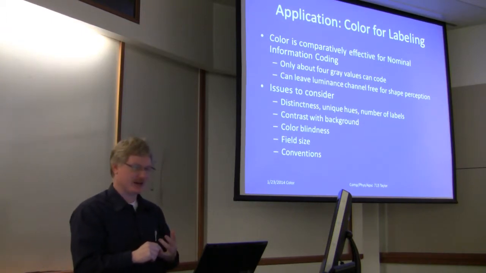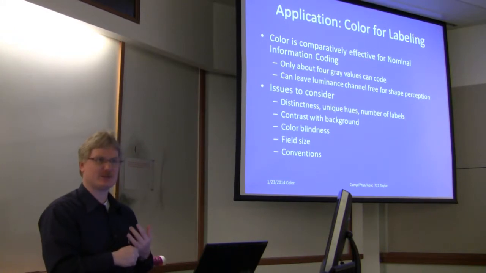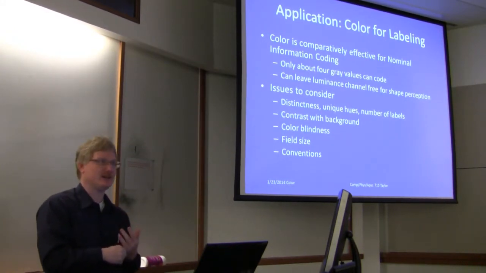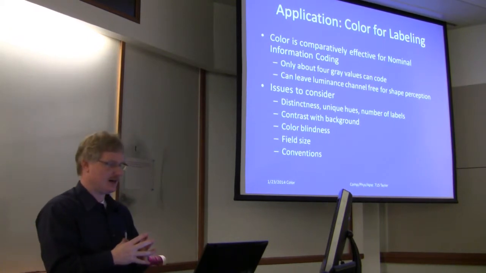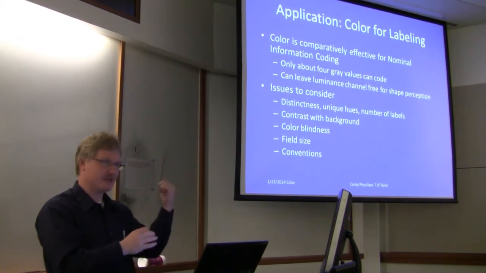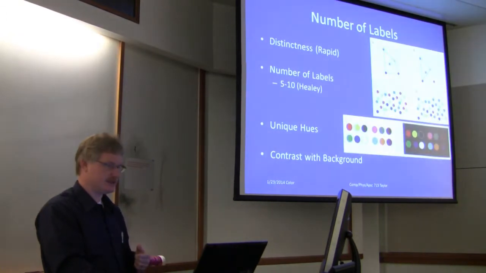There's contrast with the background, and dealing with color blindness, so 10% of the male population and 1% of the female population is red-green colorblind, and so if you use red and green, they can't tell the difference between that. There's how big the spot is going to be, and we're going to see an example of that, and then conventions. And so we're going to go through several of these.